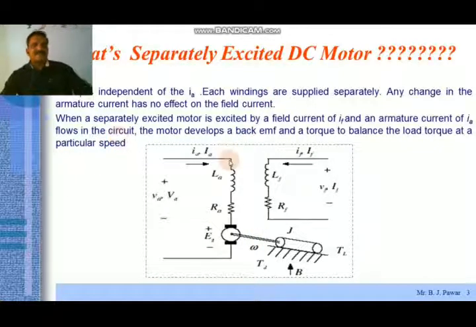So when a separately excited motor is excited by a field current of IF and an armature current of IA flows in the circuit, the motor develops a back EMF and a torque to balance the load torque at a particular speed.